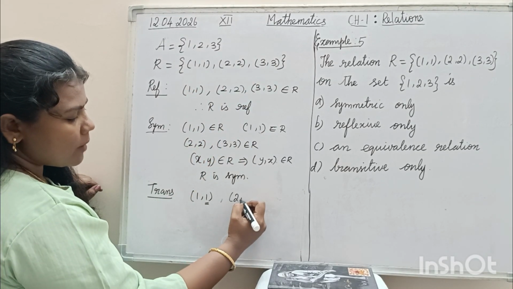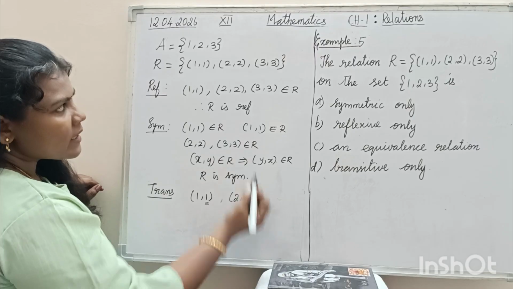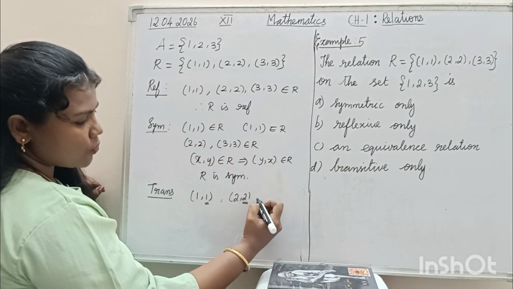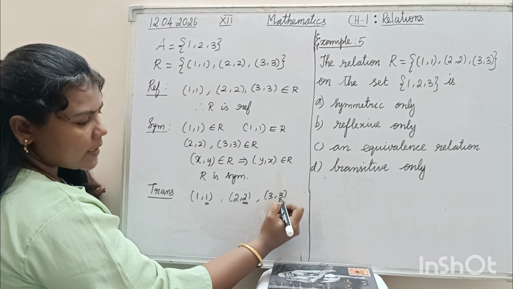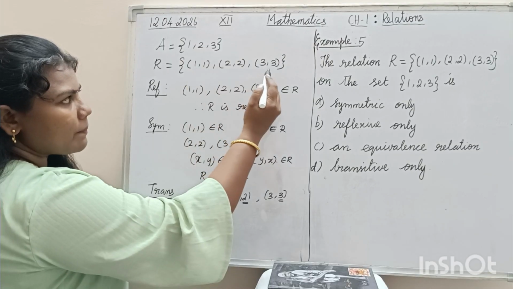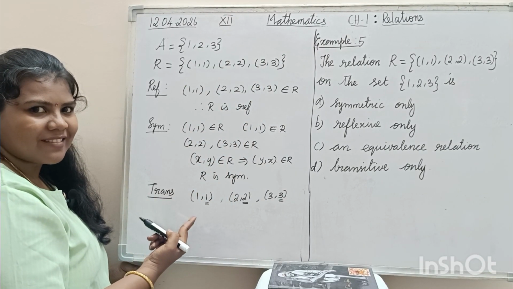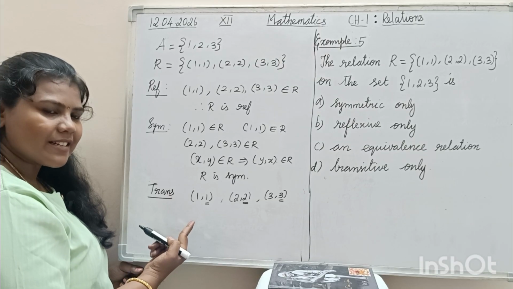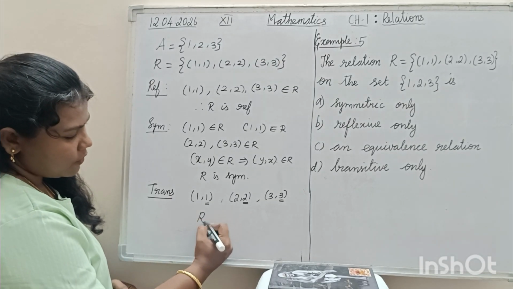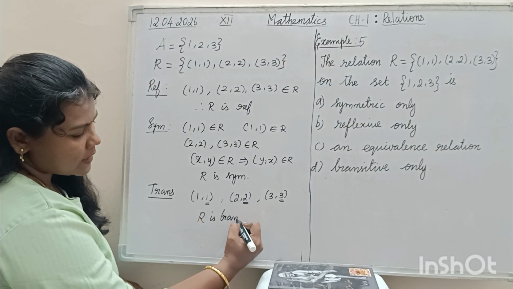And when I take (2, 2), here it ends with 2. There is no ordered pair starting with 2. (3, 3), here it ends with 3. There is no ordered pair starting with 3. Now we will get a doubt whether it is transitive or not. Yes, still it is transitive. Therefore, I could conclude that R is transitive.